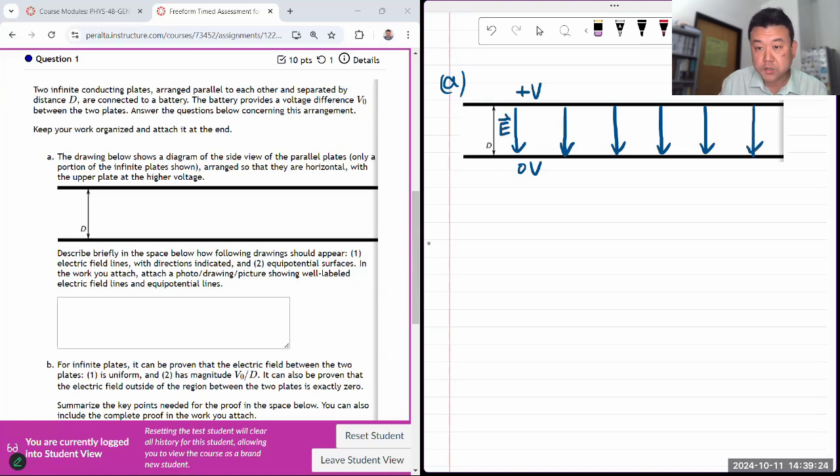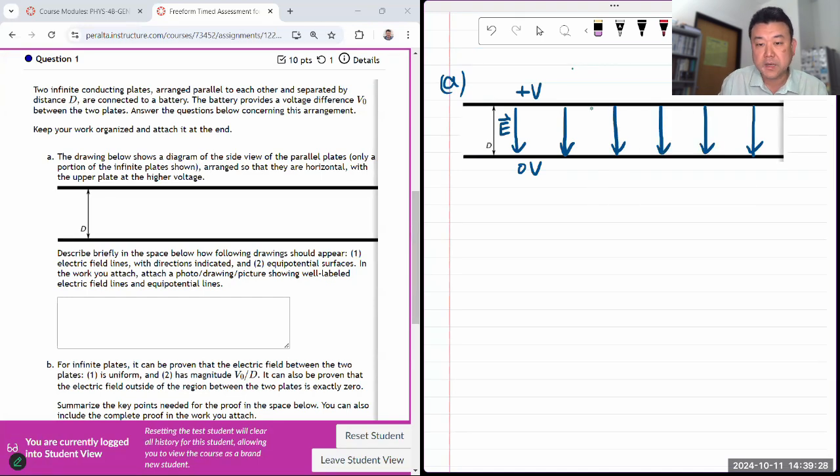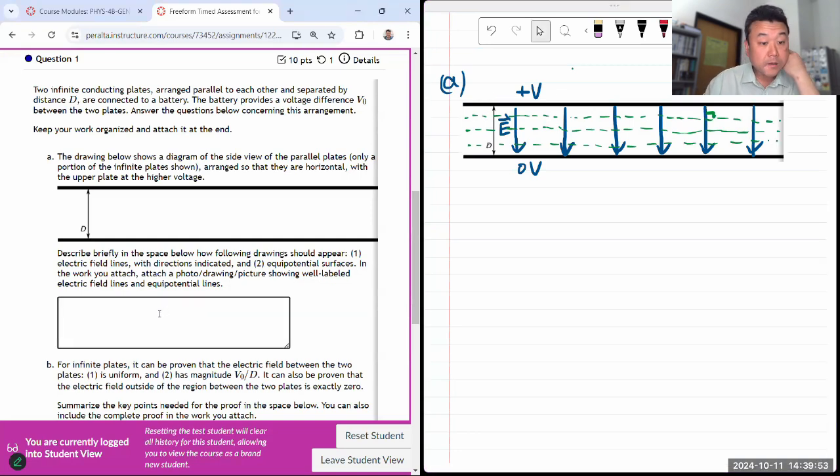And then equipotential surfaces, let me do it in a different color with dotted lines. They should look kind of horizontal. The main feature I'll be looking for is that they are perpendicular to the electric field. The second main feature is that they should be equally spaced from each other. It's again tied to the fact that the electric field is uniform in this setup. So that's as best as I can draw freehand.